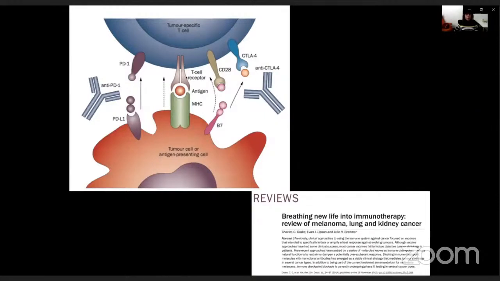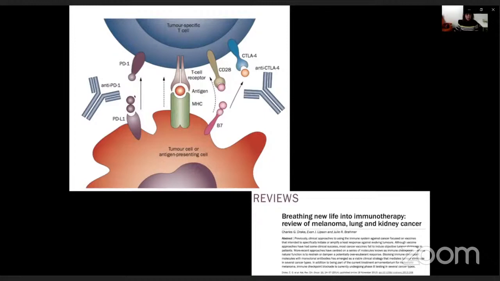So the problem is the following. If PD-1 binds to PD-L1, which sits on the tumor cell, then the T cells become inactive. The same is true for CTLA-4. If CTLA-4 binds to B7, then again the T cells are inactive and they cannot attack the tumor cells.